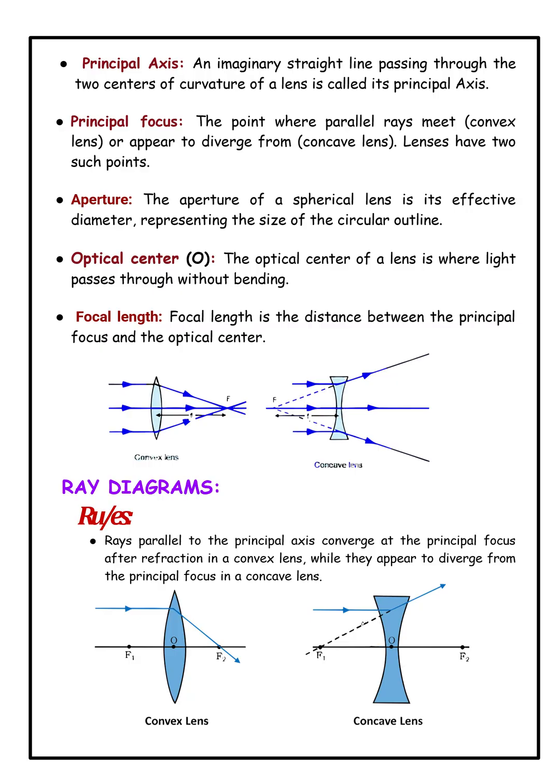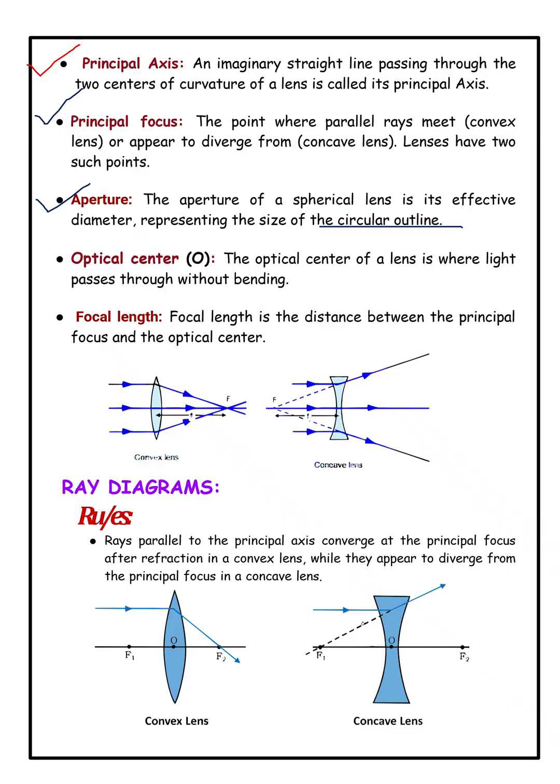Second, we have principal focus. Now, what is principal focus? It is the point where parallel rays meet. In the bracket, if you see, we have mentioned convex lens, or appear to diverge from, for a concave lens, and lenses have two such points. Finally, we have aperture, which we have discussed in the previous slides. The aperture of a spherical lens is its effective diameter, which represents the size of the circular outline. Optical center: the optical center of a lens is where light passes through without bending, which you have to remember.